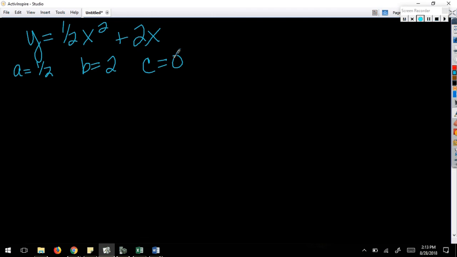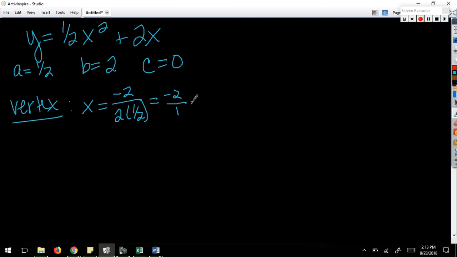All right, let's find our vertex. Opposite B, so -2 over 2a. Does that confuse anybody? You gotta speak up if it does. 2 times a half is what? 1. So -2 over 1 is -2.